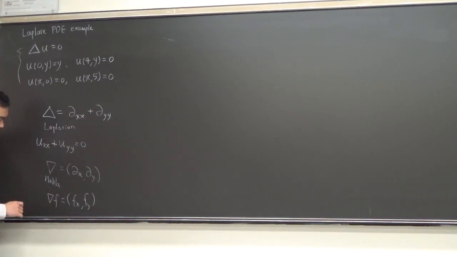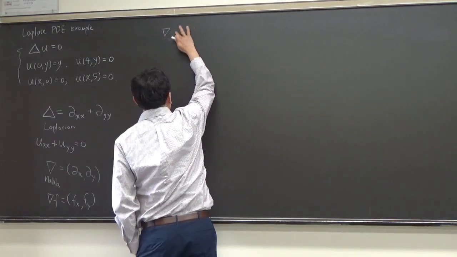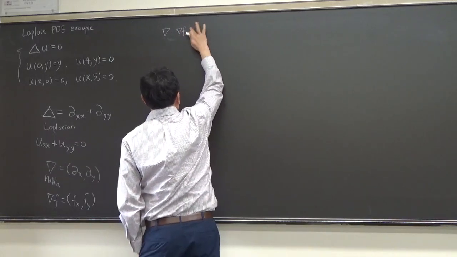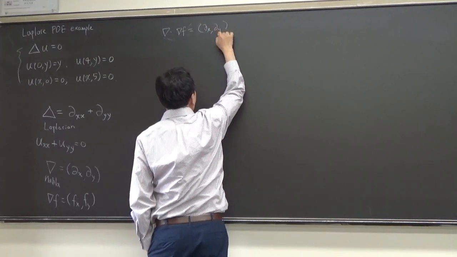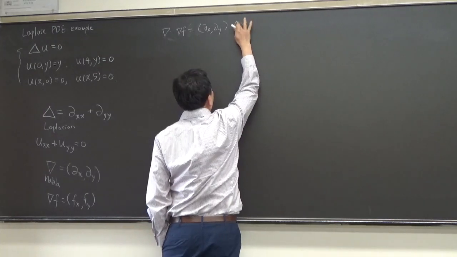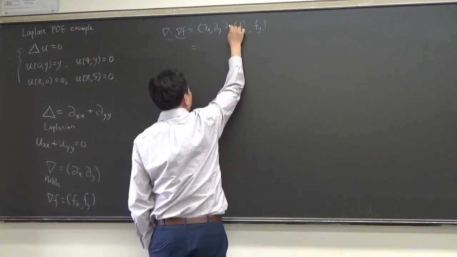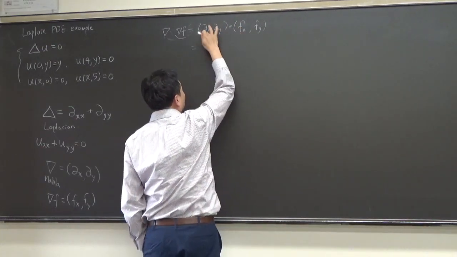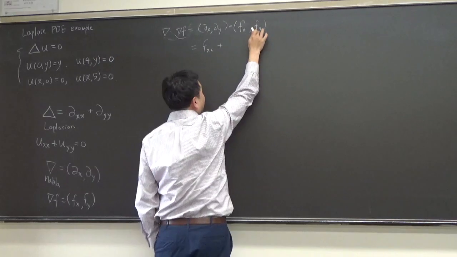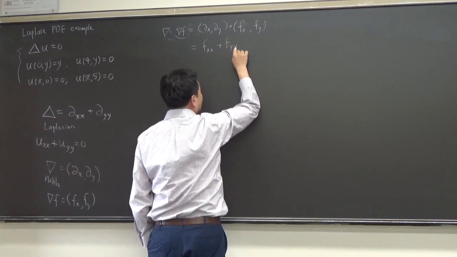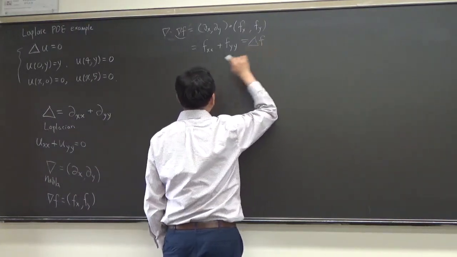But then if you take nabla dot nabla f, then that would be nabla, which is derivative x, derivative y, dotted with f differentiated by x and f differentiated by y. And because dot product means component-wise multiplication, you add them up. When this hits the first component, it's f second derivative in x, plus when this hits the second component, it's f second derivative in y. So this is indeed the same as the Laplacian of f.